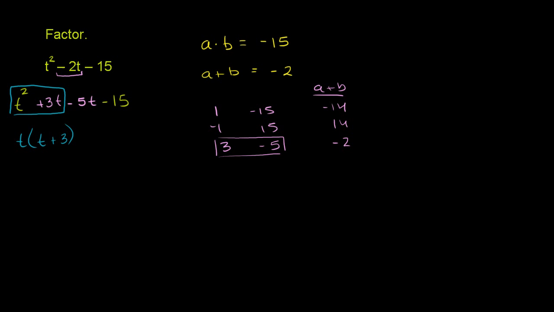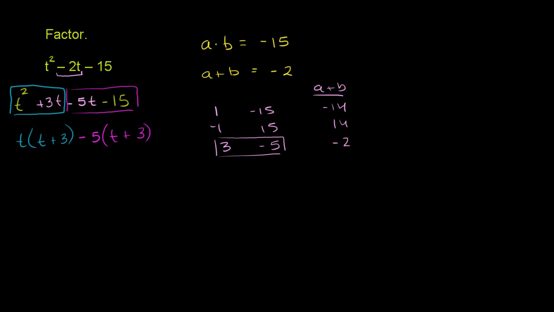Now let's look at these second two terms right here. What's a common factor? Well, they're both divisible by negative 5. So let's factor out a negative 5. And negative 5t divided by negative 5, if you factor out the negative 5, you're just going to have a t there. And then negative 15, if you factor out a negative 5, you divide negative 15 by negative 5, you're going to just have a positive 3.